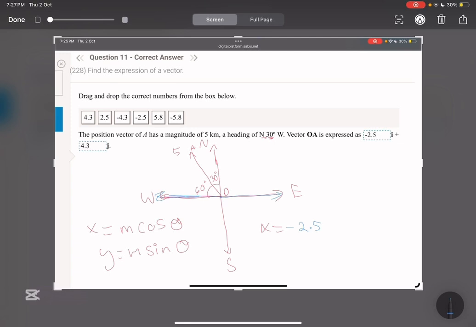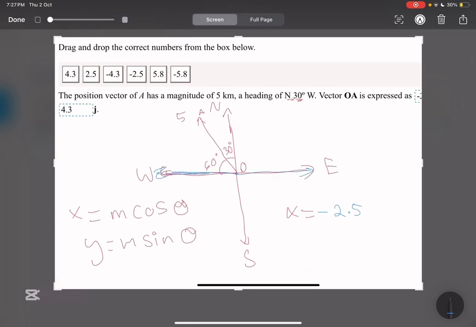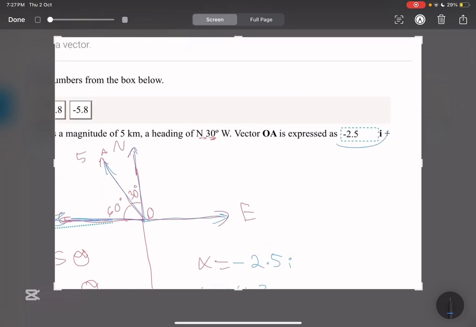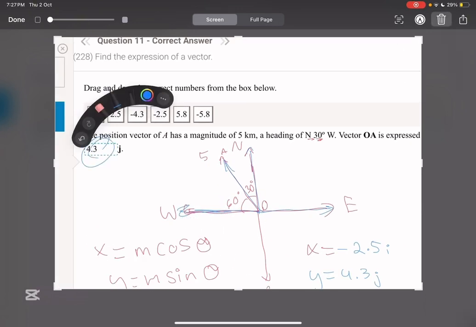Okay, now we have to find the y. The y is up, so it's positive. The y is equal to 5 sine 60, and simply you get 4.3. So it's going to be negative 2.5 i and 4.3 j. Negative 2.5 i plus 4.3 j.